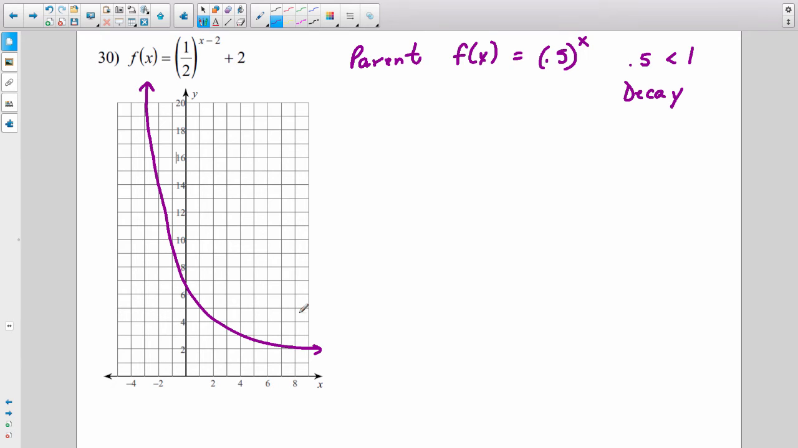So now let's talk about asymptotes. Thanks to this guy right here, the asymptote will be y equals 2.